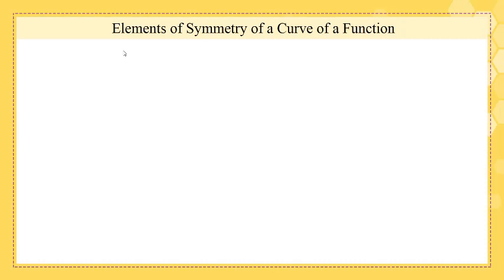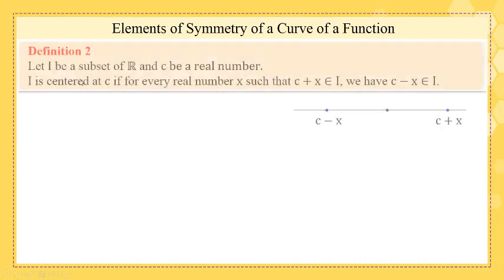Before starting the second objective in this video, we will give you a new definition. Let I be a subset of R and C be a real number. I is centered at C if for every real number x such that C plus x belongs to I, we have C minus x belongs to I.